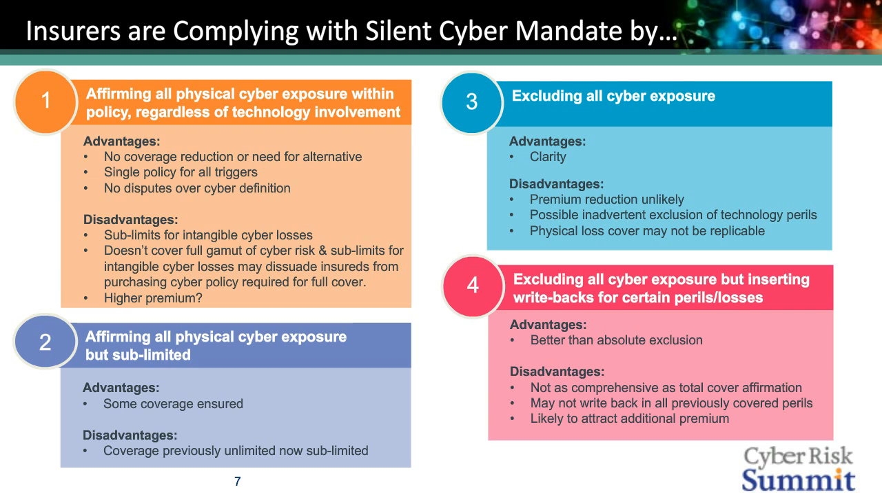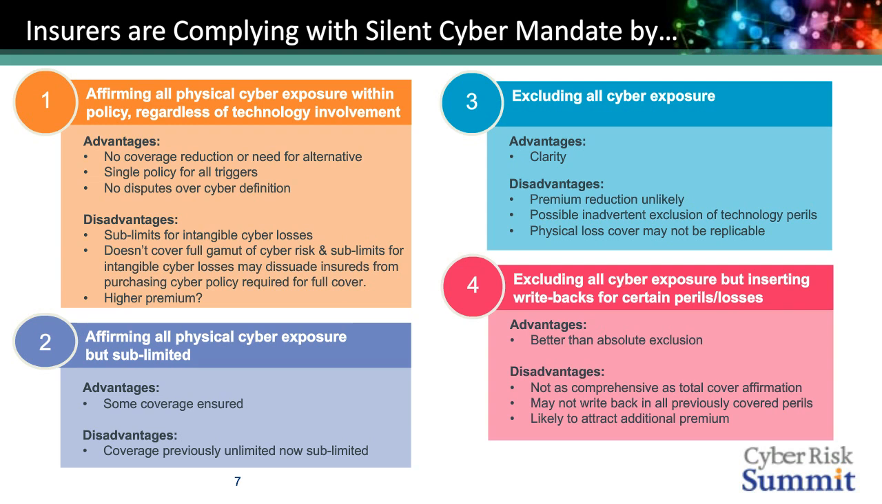You can see policies that are affirming all physical cyber exposure, but it's sublimited. Some of that is happening now. You've got the third option, just excluding all cyber exposures. Doesn't matter what happened. Doesn't matter if there's an intervening physical cause. If somewhere along the line there was a keystroke, it's excluded. The fourth and final way is excluding all cyber exposures, but then inserting certain buybacks for ensuing losses, saying, look, it's not covered, but we'll cover fire or explosion if it's from a negligent act as opposed to a malicious act. And that's where we get into the controversy as to bifurcating what a cyber risk is.